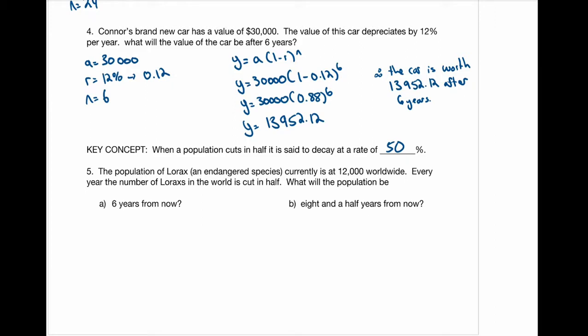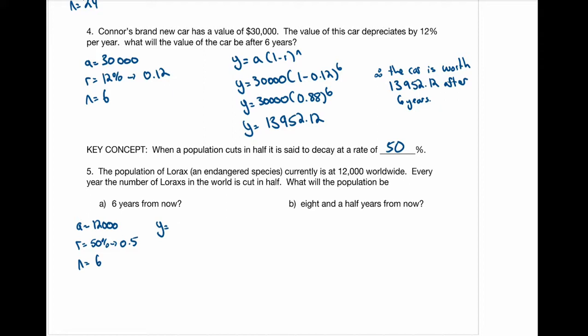So the last example, the population of lorax, an endangered species, currently is at 12,000 worldwide. Every year the number of loraxes in the world is cut in half. What will the population be 6 years from now? So my A value is the original amount, or what I start with, which in this case is the 12,000. My R, or my rate, is 50%, which works out to 0.5, and my N is 6 years.